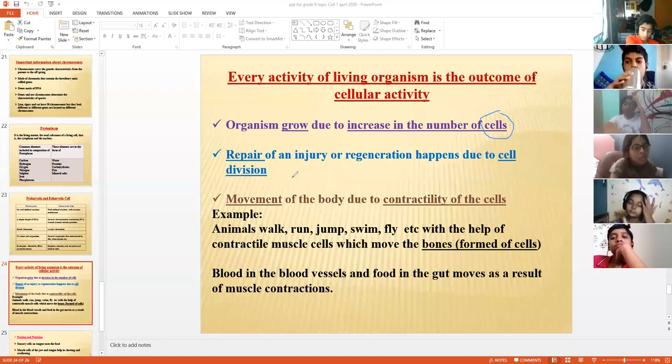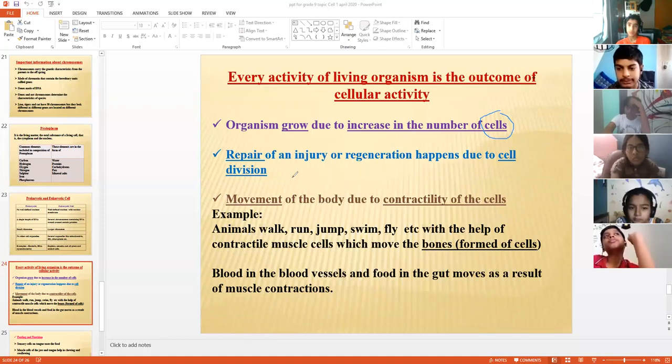Now, suppose if you have a cut here on your hand, what happens? Some amount of blood comes out. But then does the blood come out immediately? I mean, does it come out and out and out? No. Where there is a cut, cells go there. They start dividing. And when they start dividing, it will block the path from where the blood comes out. So why is repair happening? Repair is also happening because of cell division. The number of cells go there. Those cells divide. Okay. And which are those cells? Those cells are nothing but the platelets.